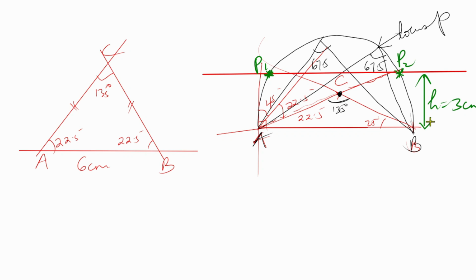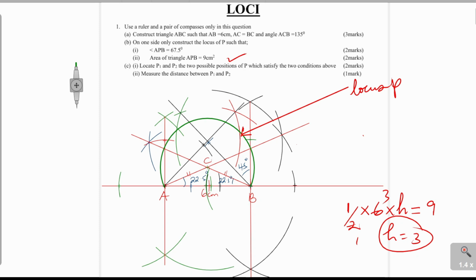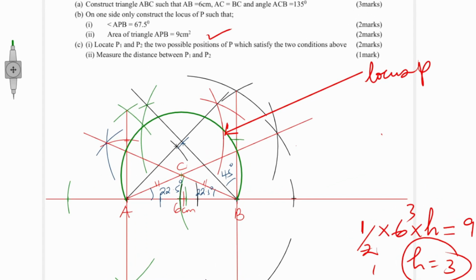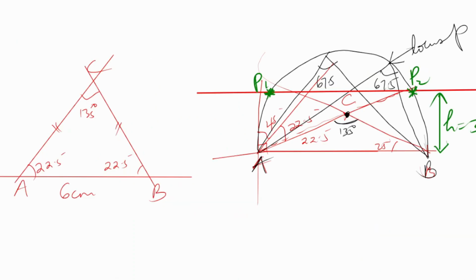So we need to construct a line that is parallel to AB, and it should be 3 centimeters from AB. So that is a parallel line to AB, and the distance between the two lines should be 3 centimeters. So how do we do that? To draw a line parallel to AB, with the distance between AB and the new line being exactly 3 centimeters, you check the perpendicular distance between the two lines.